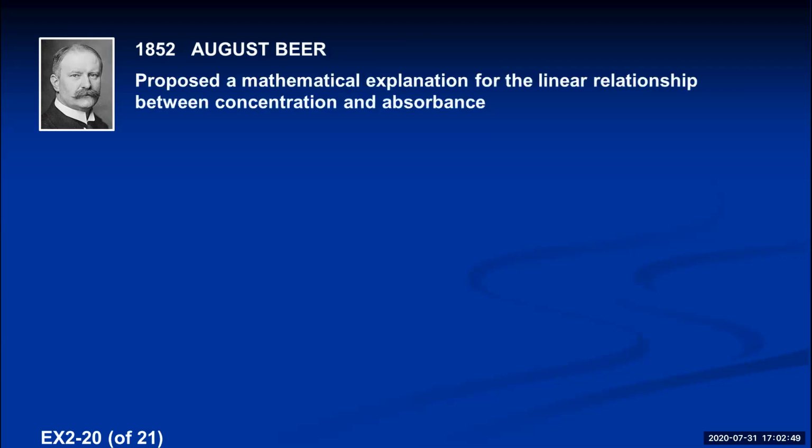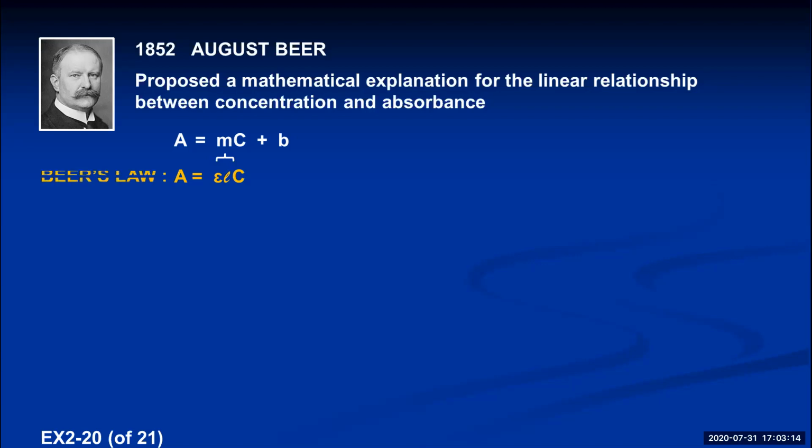Now, a little bit of theory behind this relationship between absorbance and concentration. In 1852, August Beer proposed a mathematical explanation for the linear relationship between concentration and absorbance. This is the equation we've been dealing with so far today. The absorbance of a sample equals slope multiplied by its concentration plus B. And Beer proposed that the slope of this line is actually the product of 2 things. The first variable epsilon, the second L.